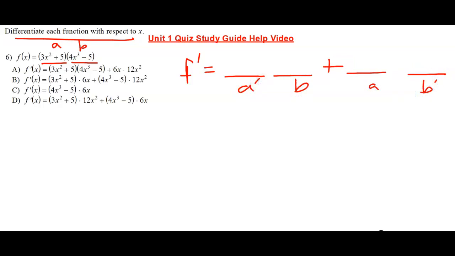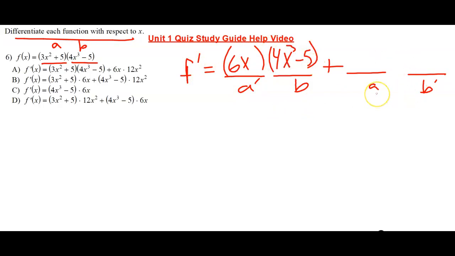Now notice that the instructions didn't tell you to do the product rule. You have to recognize that based on the way the function is written. It's written as a product, and therefore we know we're going to use the product rule. All right, so a prime would be the derivative of 3x squared plus 5. The derivative of 3x squared is 6x, and the 5 just goes away because it's a constant. B is going in the next blank here, and b is not a prime in this case, so it's just going to stay exactly the same.